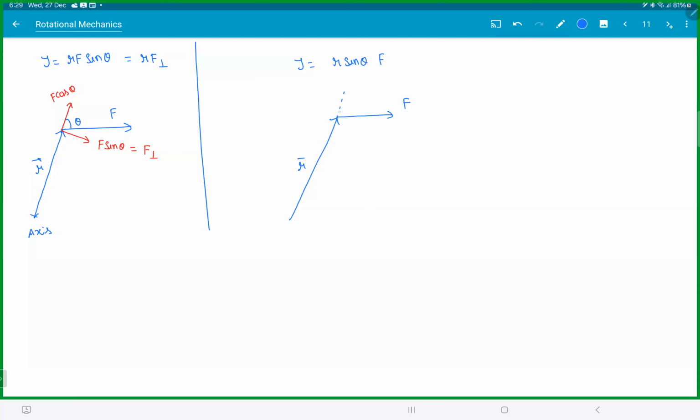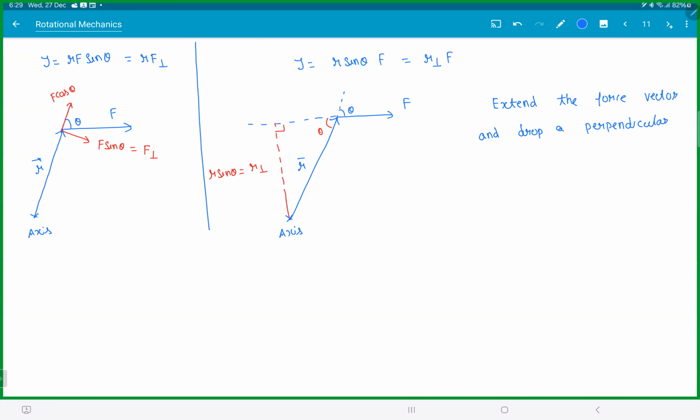This is R bar. This is theta. Extend the line. So this is the technique here: extend the force vector and drop a perpendicular. This would be your axis. From here, if I drop the perpendicular, this is your perpendicular distance. This is theta. This is R sine theta. It means you can also write this as perpendicular distance into F.